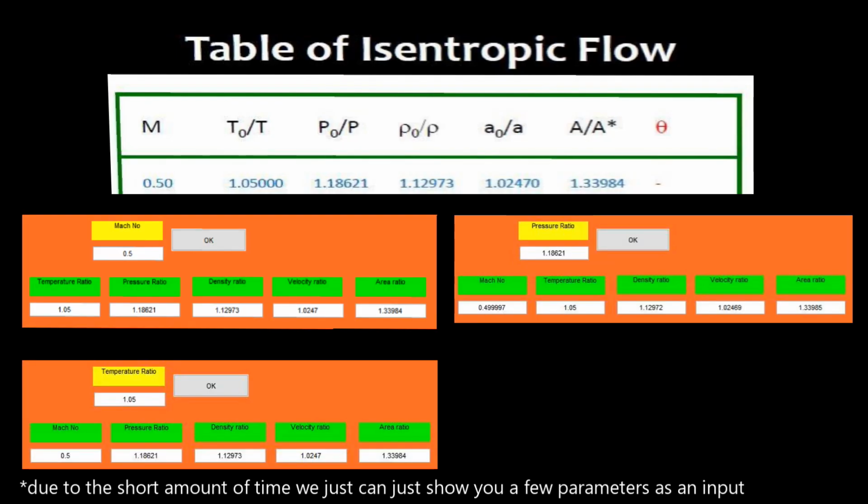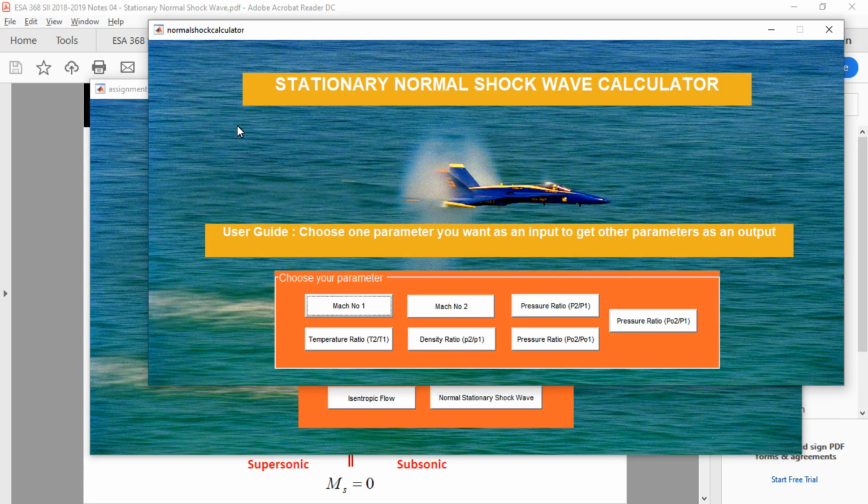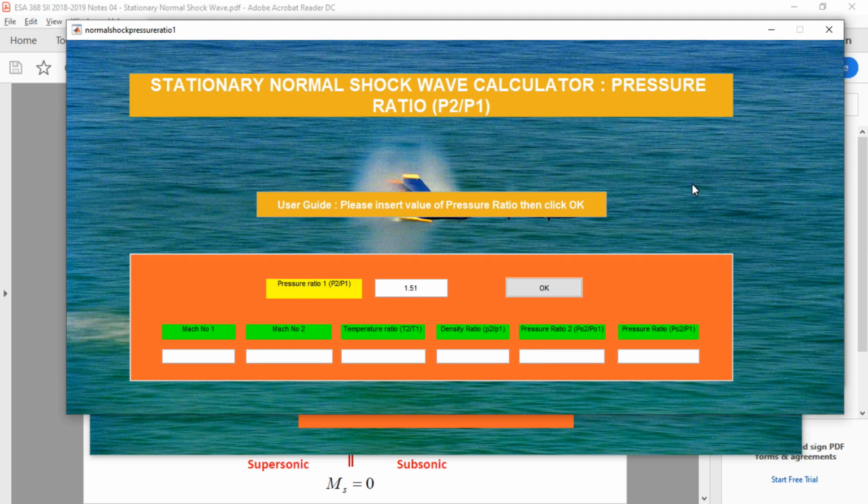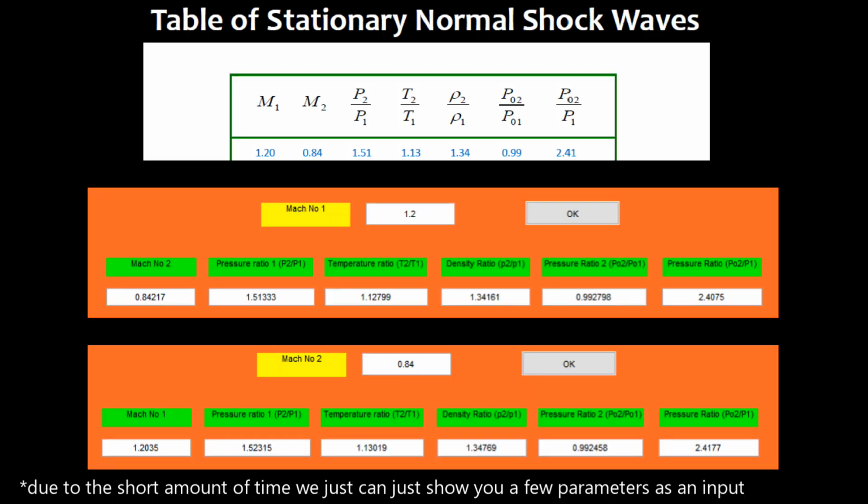As you can see, the output parameter values are the same as the isentropic table values, so your coding is right. As you can see, the output parameter values are the same as the table of stationary normal shockwave, so your coding is right.